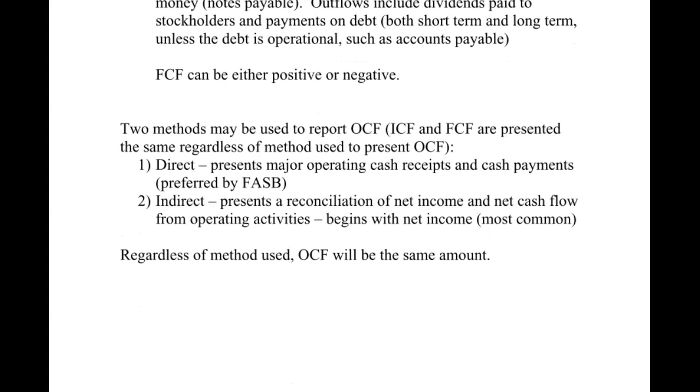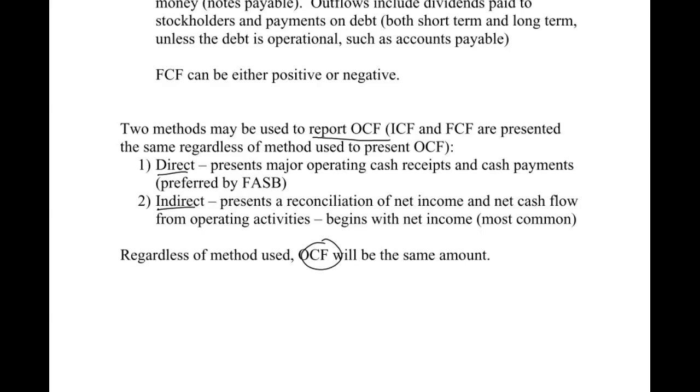There are two ways to report the operating section. Notice it says the investing and financing sections are going to be the same regardless of method used. So we have the direct method, which is preferred by FASB, and the indirect method, which most people do. The way I teach this is a little different than some of the books. And notice here, the operating section will be the same regardless of the method. So it's just two different ways to do the same thing.